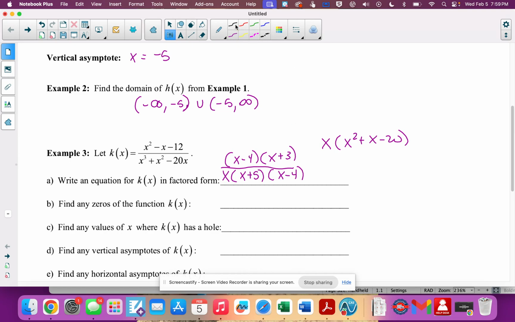So I've got a matching piece. I factored it all. I now know that I have a hole. So I'm going to go ahead and fill in the hole when x equals 4, or technically, since we say x equals 4 is an asymptote, as I told you, when x is 4, there is a hole. Cross those out.